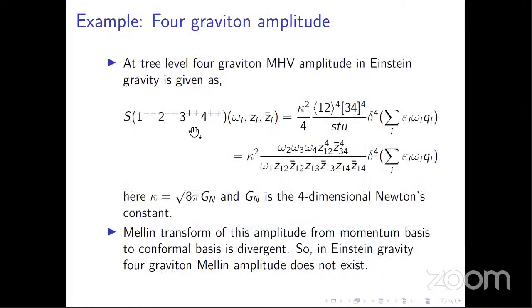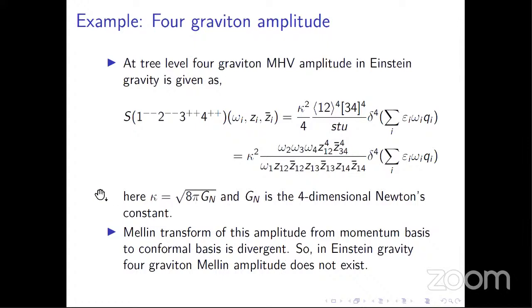So coming to the example, this is the scattering amplitude for the MHV amplitude in Einstein gravity. The main thing to notice here is that this condition, omega to the power minus b, the scattering amplitude should fall like that, is not met because omega appears more in the numerator. So the Mellin transform of this amplitude from momentum basis to conformal basis is divergent.